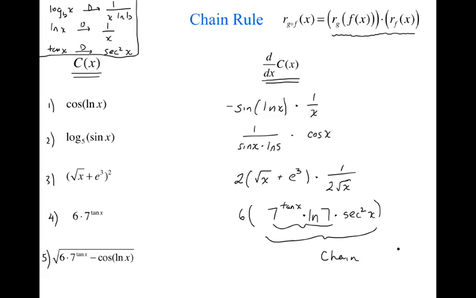Does this one make sense? Okay, structure of number 5. As a whole, what one rule would apply to that as a whole?